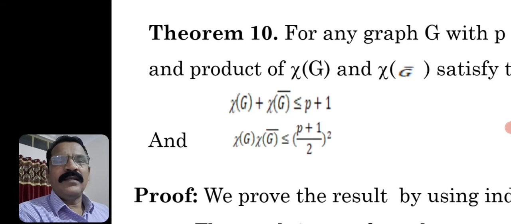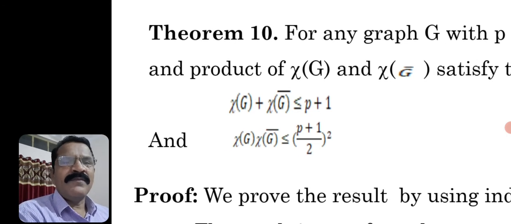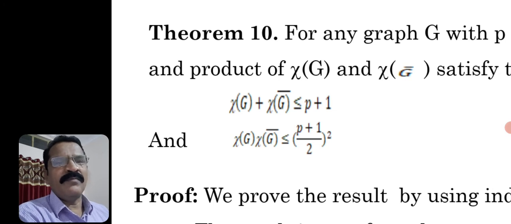The chromatic number of G plus the chromatic number of G bar is less than or equal to P plus 1. So you can say it is an upper bound for the sum of the chromatic numbers of G and G bar. It is always less than or equal to the number of vertices of G plus 1. And the product of the chromatic numbers of G and G bar is always less than or equal to ((P plus 1) by 2) whole squared, that is, the square of P plus 1 divided by 2.